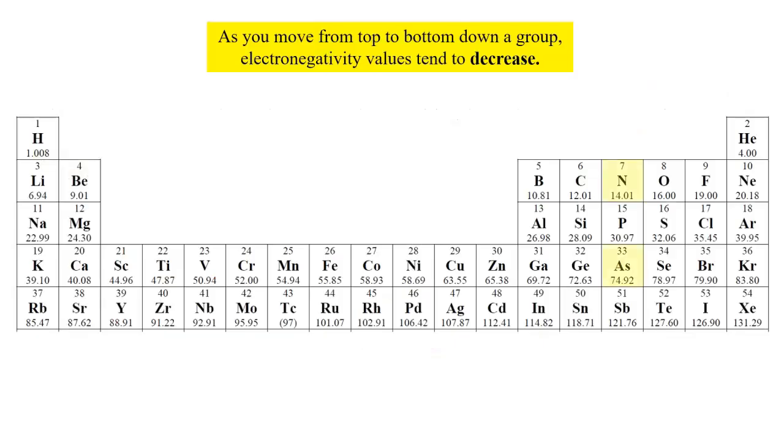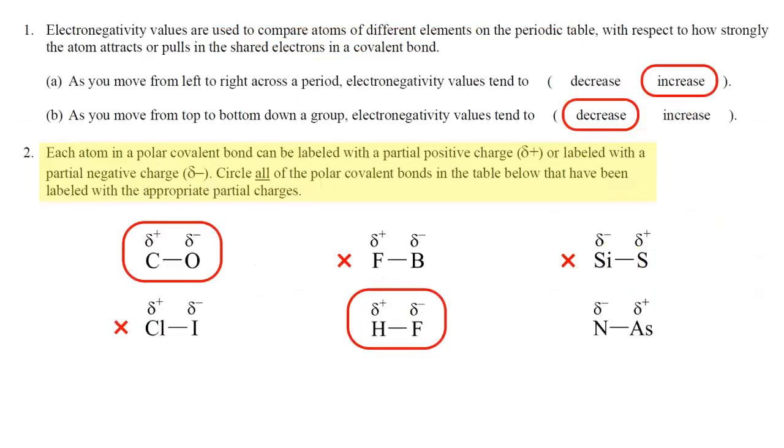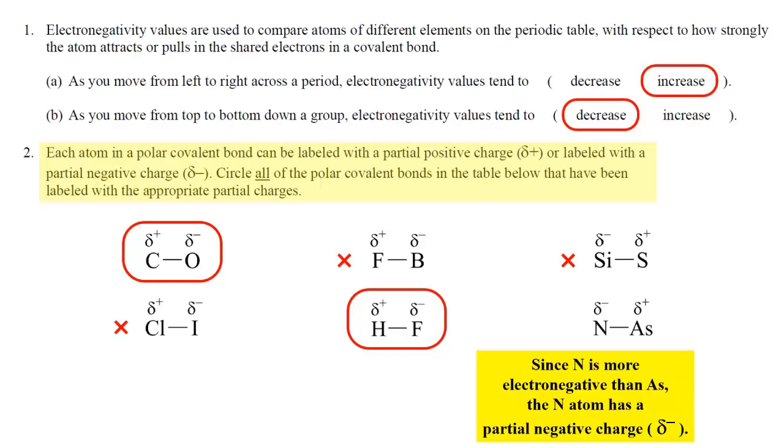So nitrogen and arsenic are located in the same group, and as you move from top to bottom down a group, electronegativity values tend to decrease, so therefore nitrogen should be more electronegative than arsenic. And since nitrogen is more electronegative than arsenic, then that would mean that the nitrogen atom should have the partial negative charge. So this bond has been labeled correctly with the appropriate partial charges. All right, well, hopefully all of those answers and explanations make sense to you.